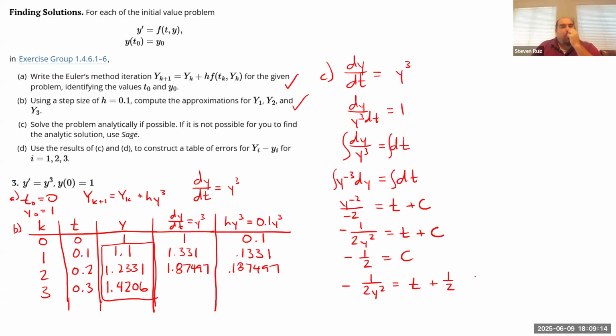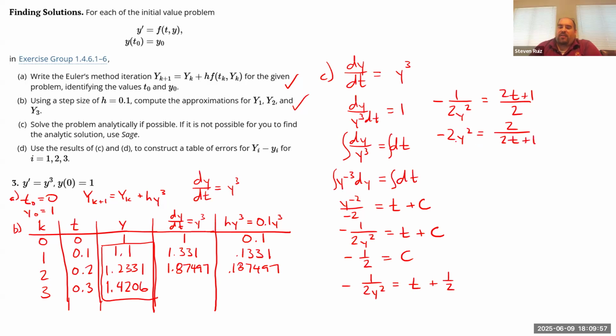All right, so isolating y is going to be a little bit tricky here. So let's do this. If I can make both sides look like a fraction, I should be able to cross multiply. So on the right-hand side, I'm going to find a common denominator. So I get negative 1 over 2y squared equals 2t plus 1 over 2. Actually, I'm not going to cross multiply. I'm going to do this. I have a fraction equals a fraction, which means their reciprocals are equal to each other. So negative 2y squared equals 2 over 2t plus 1.